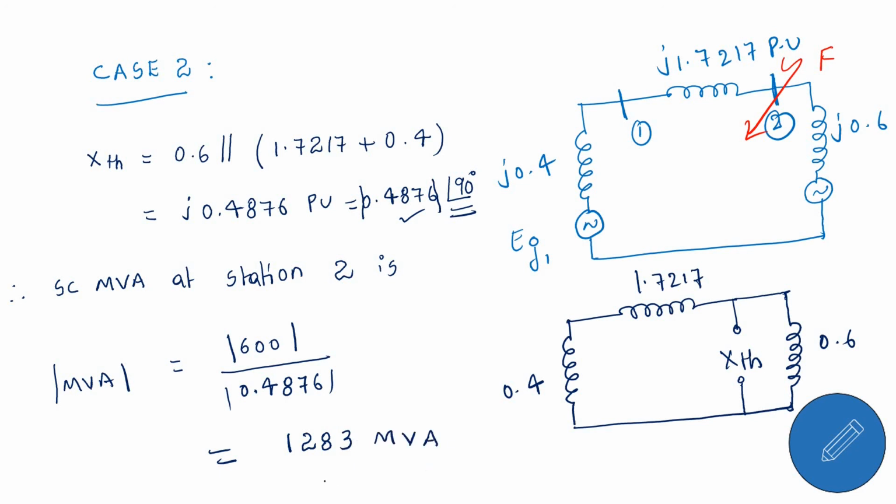So this is how we have to do the calculations with respect to the short circuit capacity. I hope it's clear. Thank you.